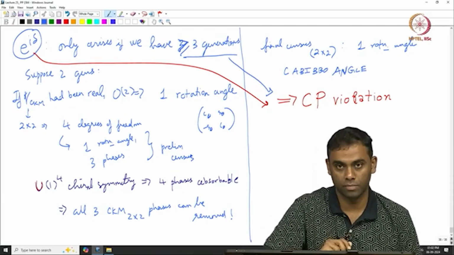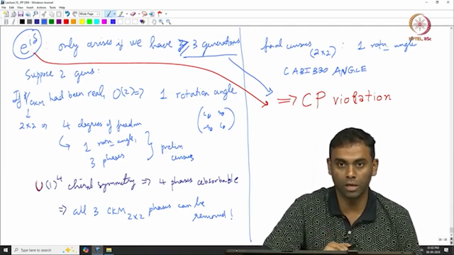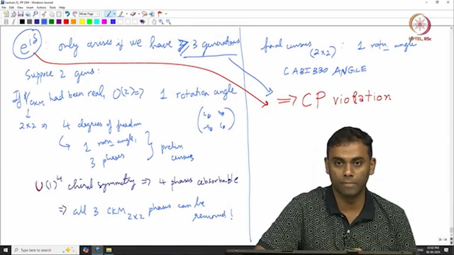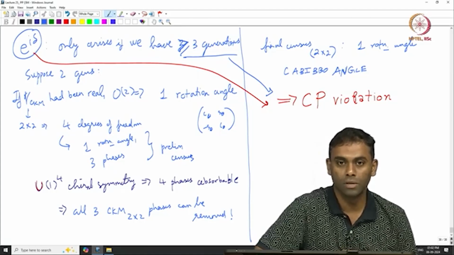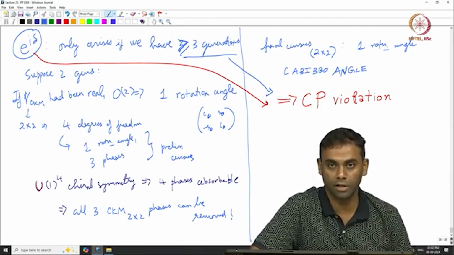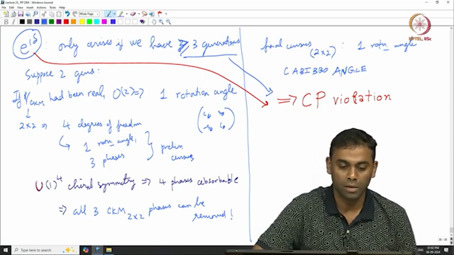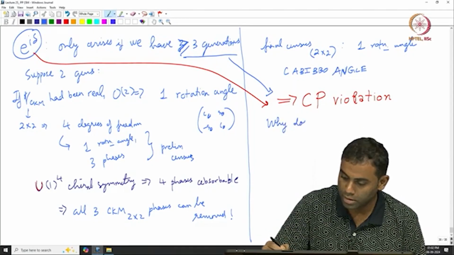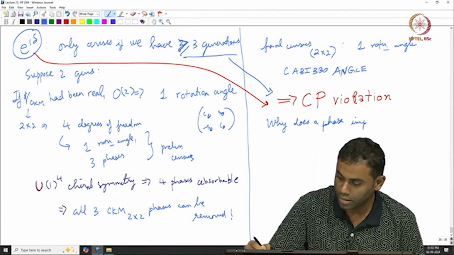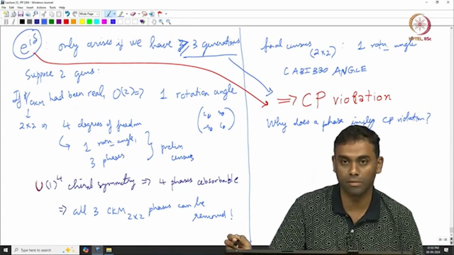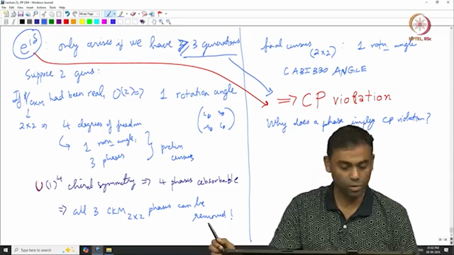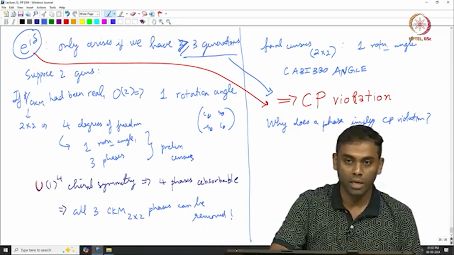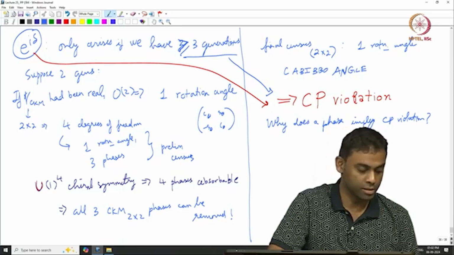This is where that comes from, okay, by looking at how you can rephase fields and remove unobservable phases from the CKM matrix. Okay. What this still does not tell you is why does a phase imply CP violation? That is still not clear, it is just a claim that I am making, right. So this we will explore in more glory in the next lecture.